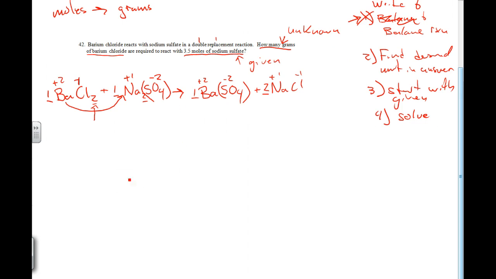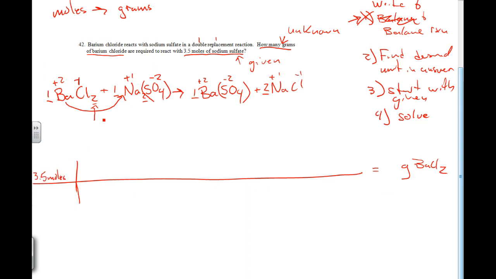Step number 2, find what I want in my answer. So write my fence. I want to solve for grams BaCl2. I'm going to start with my given. That's 3.5 moles. I'm going to erase that real quick. 3.5 moles of Na2SO4.